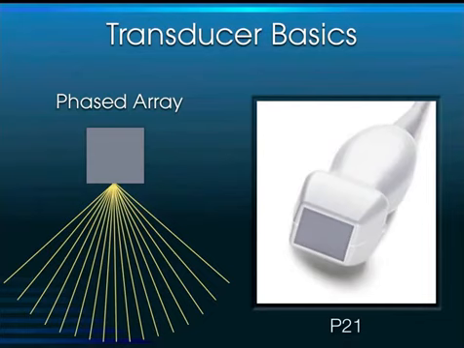Now the advantage to this P21, 21 being the number of millimeters across its surface, a short footprint probe, is that now I can get between the ribs. So in other words, I can see from the diaphragm superiorly all the way through the lower pole of the kidney inferiorly when looking at Morrison's pouch, using this small footprint probe getting between the ribs.